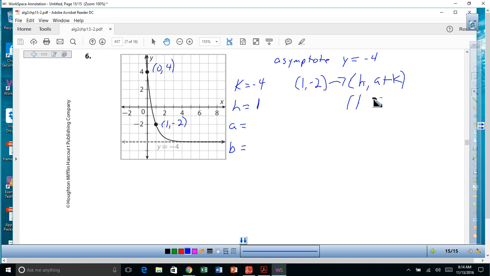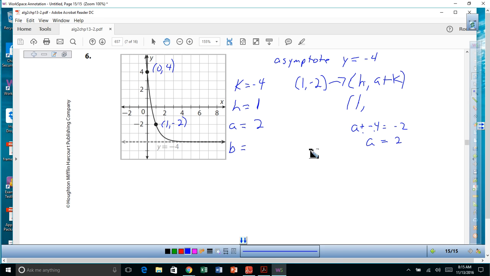All right, now we found two of them. And let's see, this a, we'll leave that. A plus k equals negative 2. Well, we know k is negative 4, right? So a plus negative 4 equals negative 2. Add 4 to both sides, and we got a equals 2. So now we got 2. All right, good.